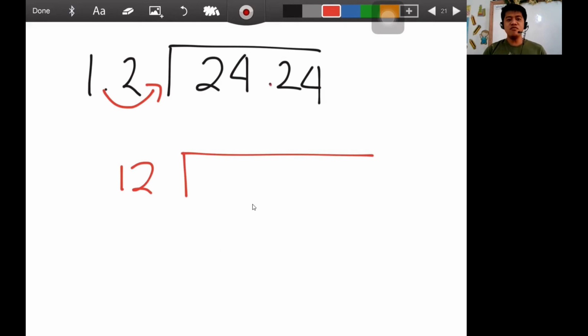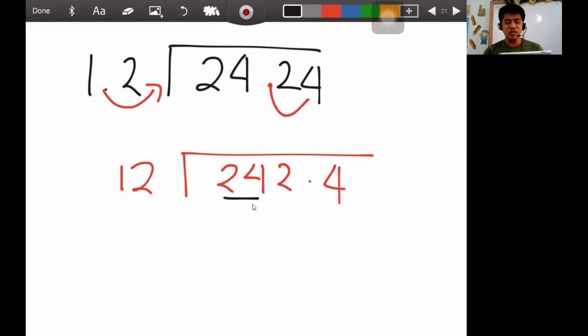Tapos, kung ilan ang movement natin sa divisor, yun din ang movement natin sa dividend. Ilang movement natin sa divisor kanina? Very good, isa. So, dito naman ay isa. Anong number na siya ngayon? Siya ay magiging 24.2.4 or 242.4. Let's start dividing. 2 divided by 12, bawal kasi mas maliit, di ba?